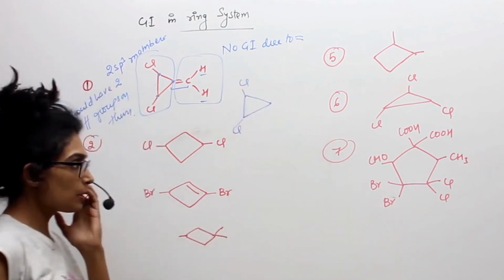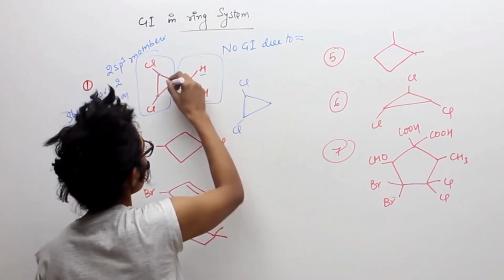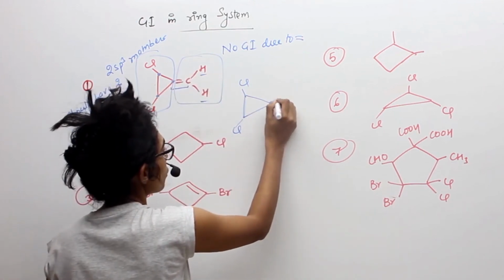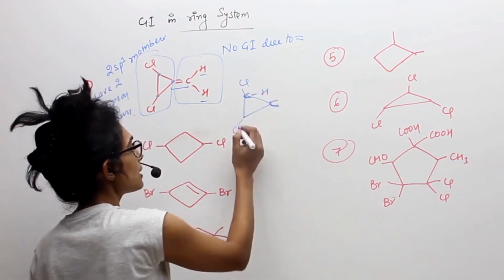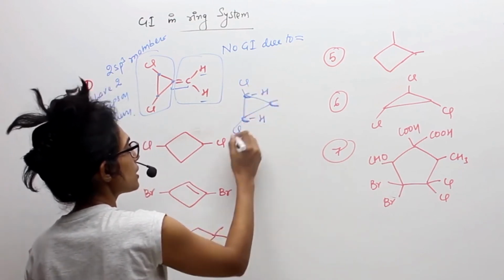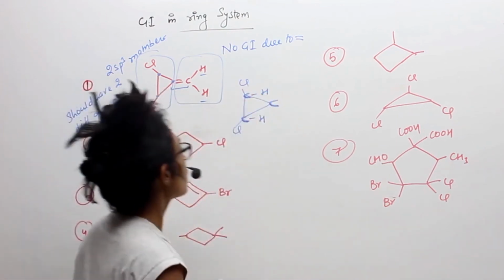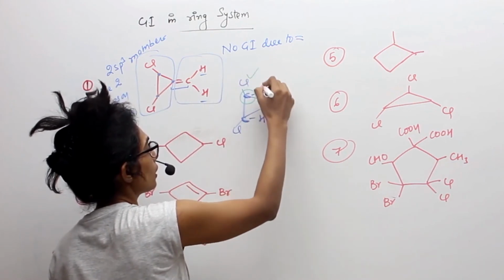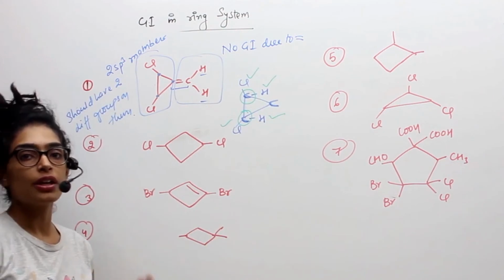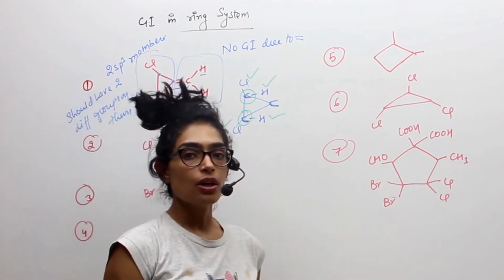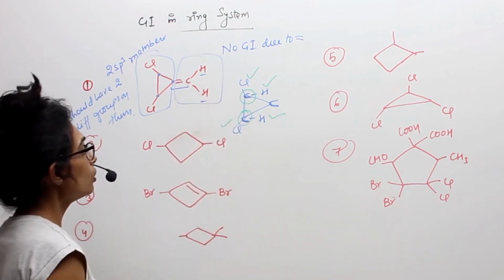The rest of the attached system is not participating in GI. So this is the C double bond, so there is only a single carbon over here, no CH. Here I have carbon with hydrogen and Cl, and again carbon with hydrogen and Cl. So this carbon has 2 groups, 1 chlorine, 1 hydrogen. Again this carbon has 2 groups, 1 hydrogen and 1 chlorine. So it fulfills the condition required to show GI for a ring system. Can it show GI? Yes, it can.